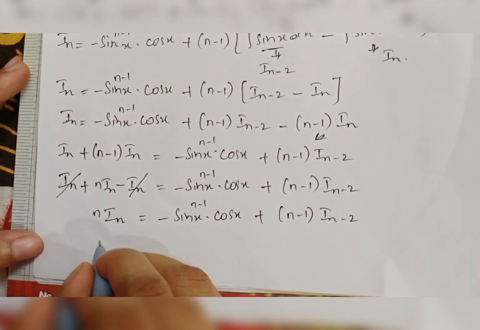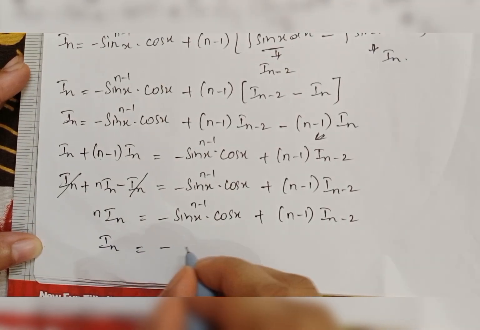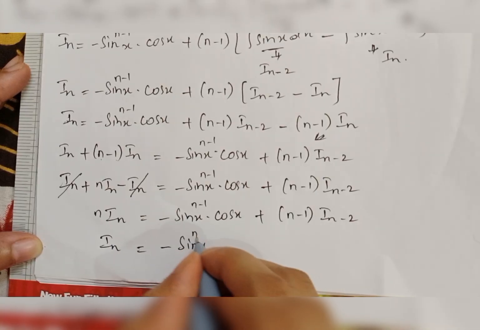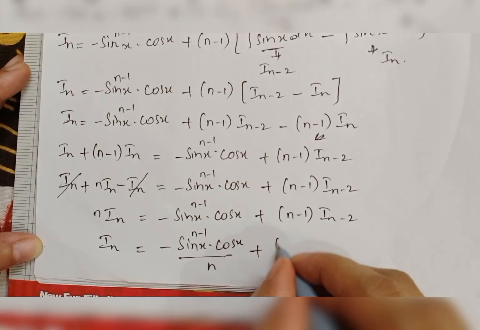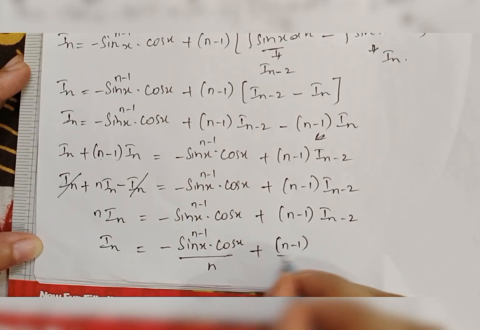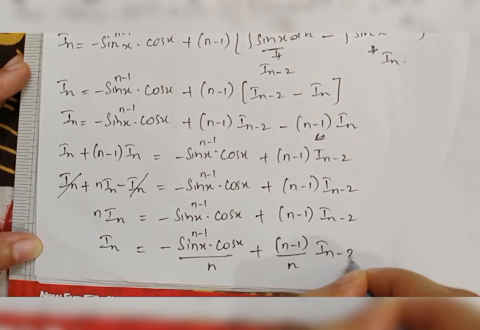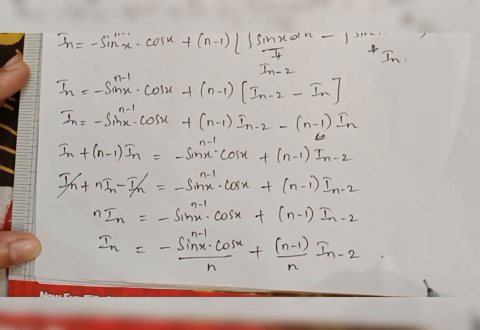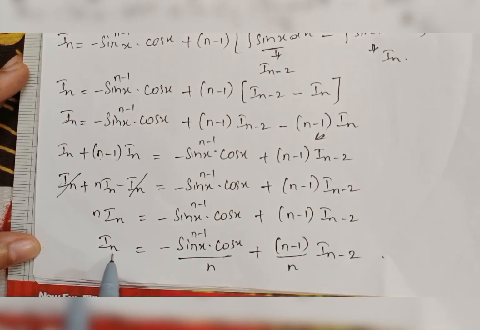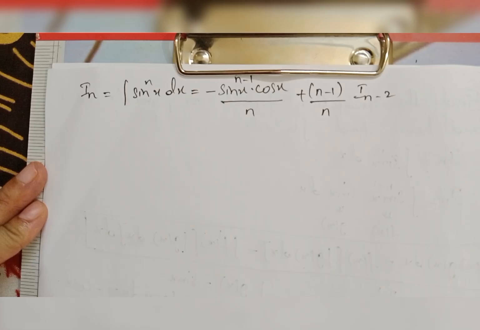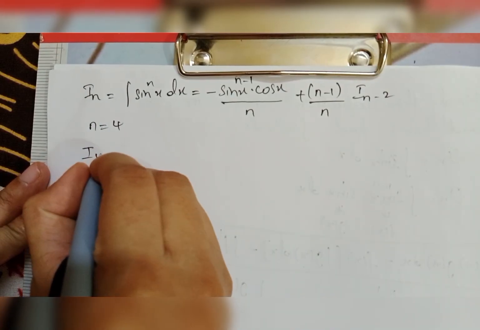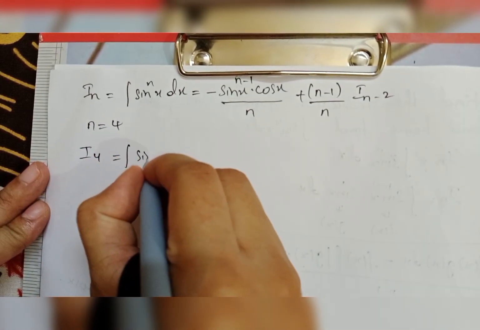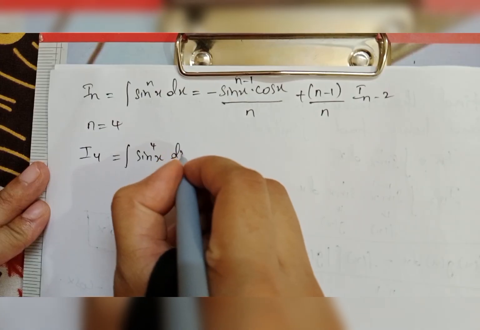Now bringing this n here, we will be remaining with In = -sin x^(n-1) cos x / n + (n-1)/n I(n-2). Now in the question it is given to solve for n value of 4. We'll put n equal to 4. So now putting n equals 4, we get I4 equals integral sin x power 4 dx.